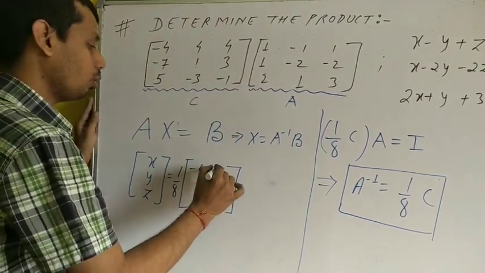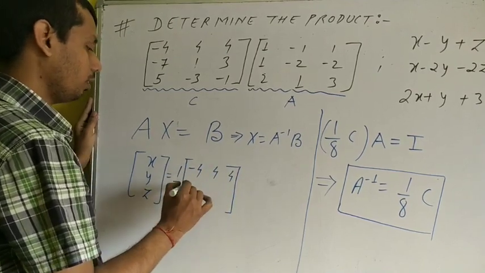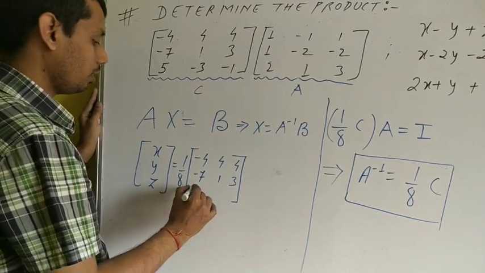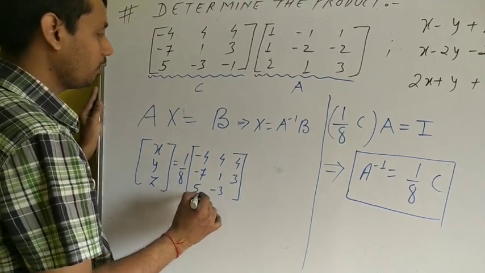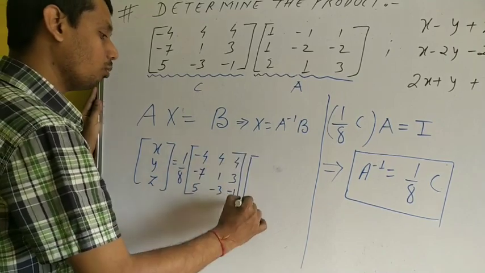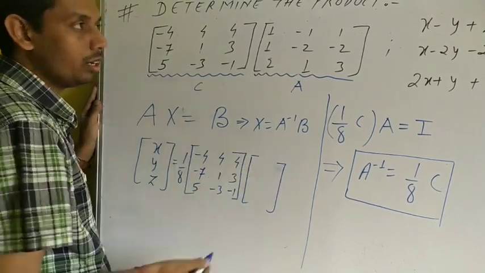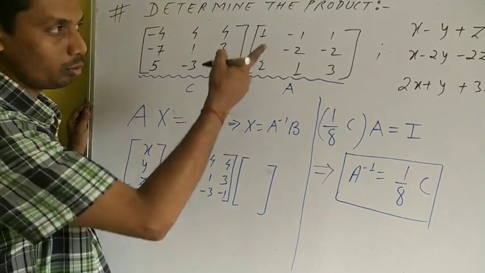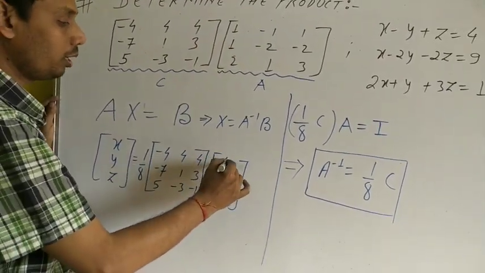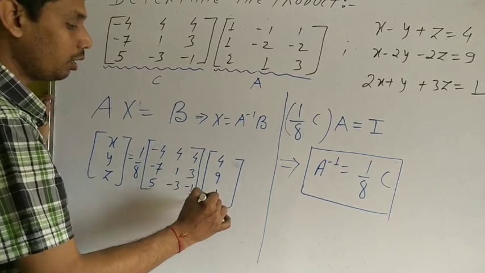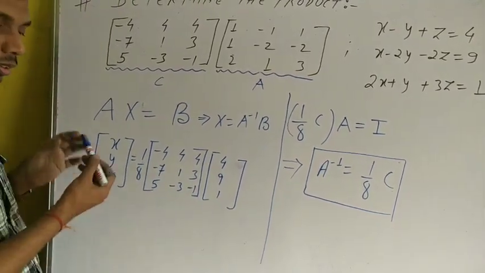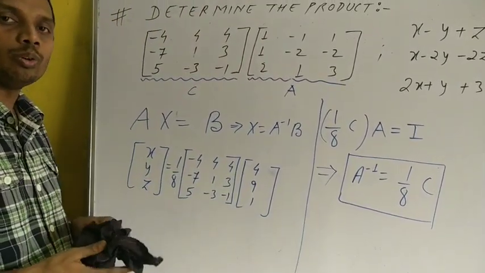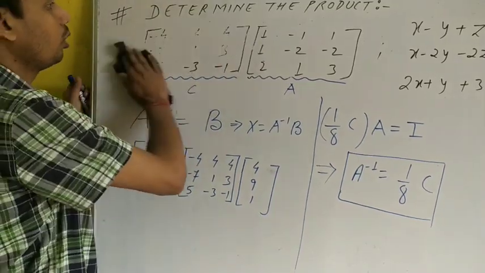So minus 4, 4, and 4. This is minus 7, 1, and 3. This is 5, minus 3, and minus 1. Okay, into B. Now what is matrix B? Matrix B is the constant matrix. So from the system of equations, we can write the constant matrix 4, 9, and 1. Okay. Now let us simplify this in order to determine the value of x, y, and z.